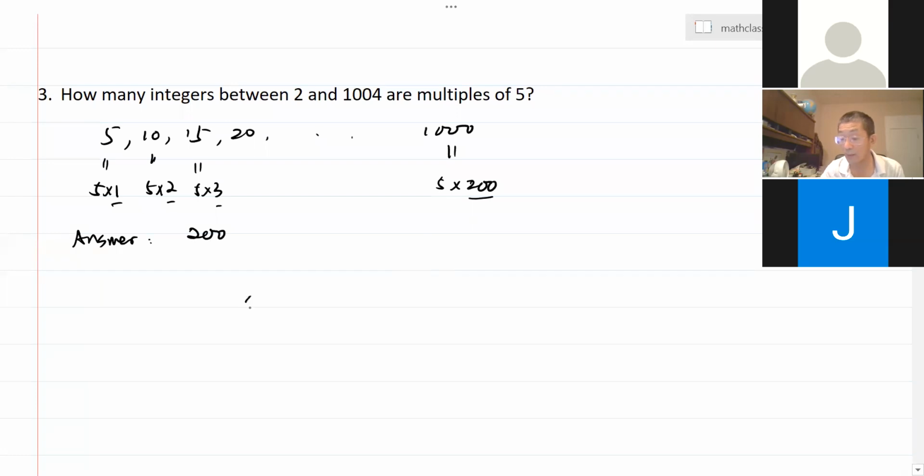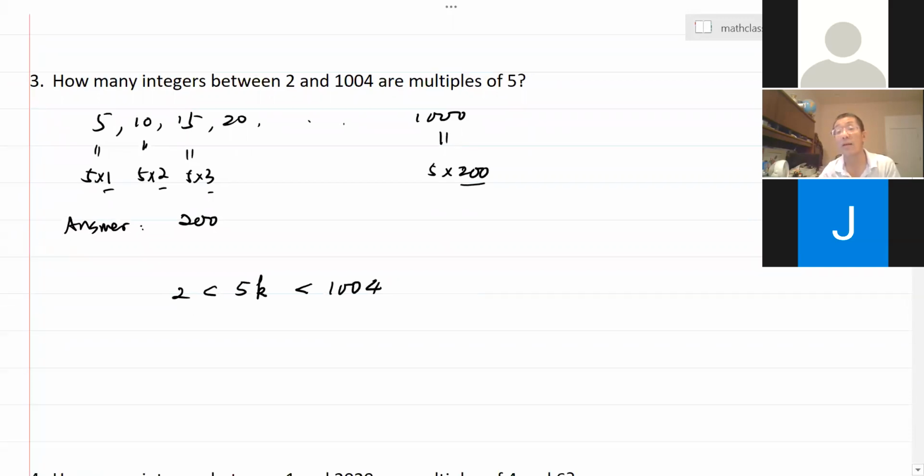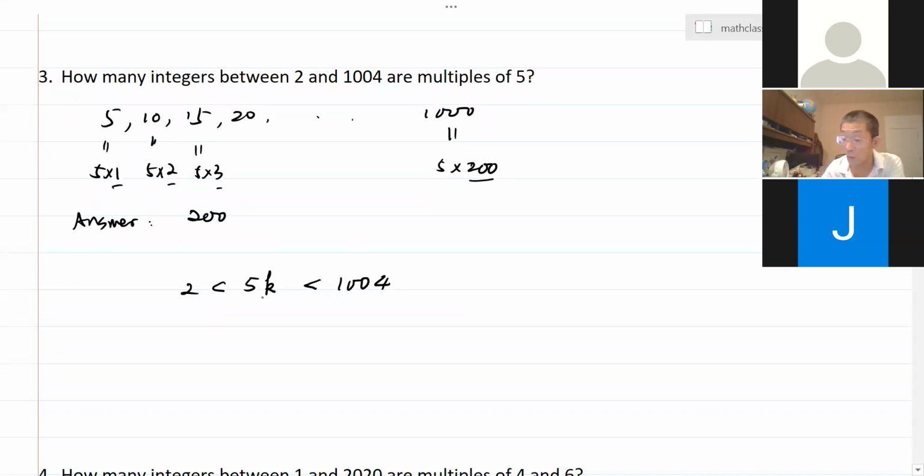A multiple of 5 must be in the form 5k, right? So that is between 2 and 1004. It's obvious, right? So then you just want to find out the possible values for k. So k is between 2 over 5 and 1004 divided by 5. This number will be 200 something, and this number will be 0 point something. We don't need to know exactly.